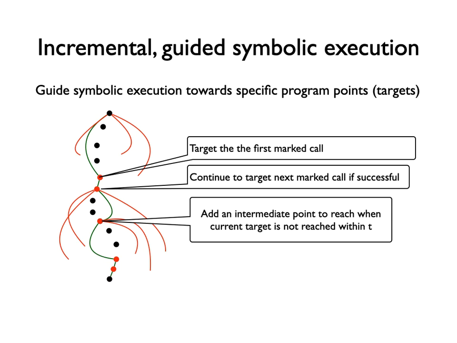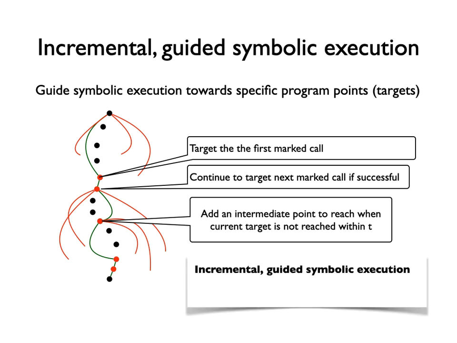So the benefit of this incremental guided symbolic execution is that it has relaxed constraints, making it easier for the solver to solve, and it also mitigates the path explosion problem, which is one of the bottlenecks of traditional symbolic execution.